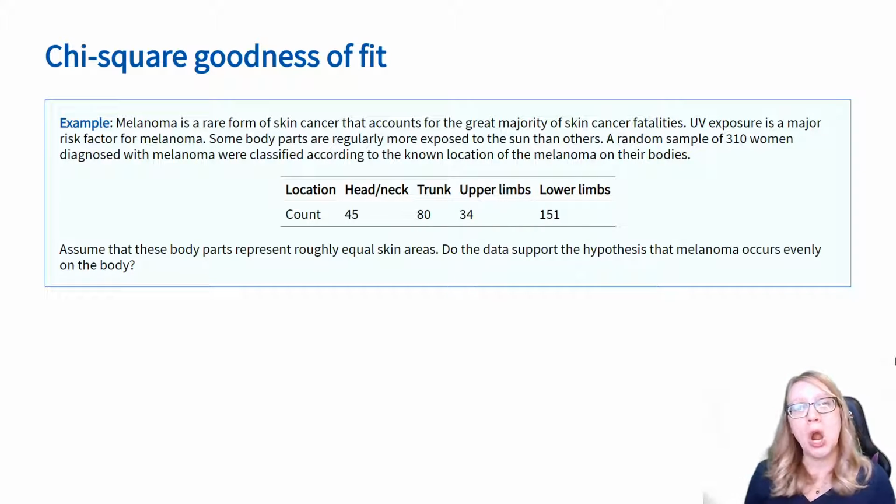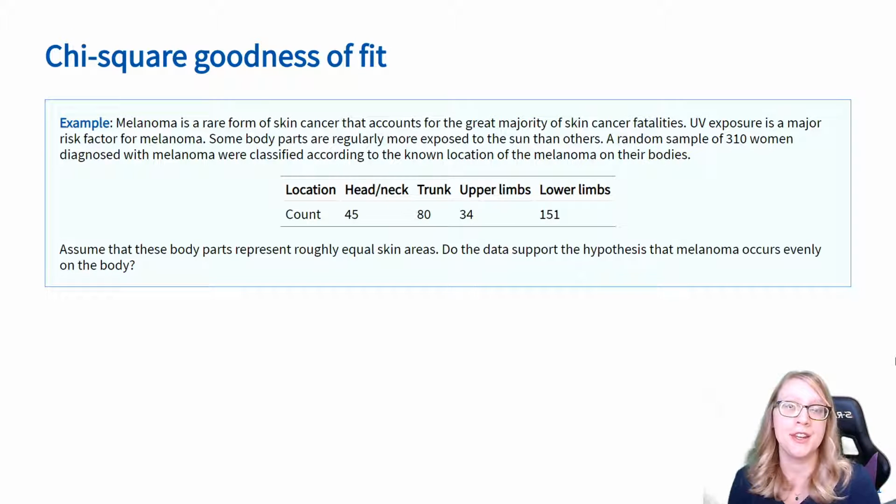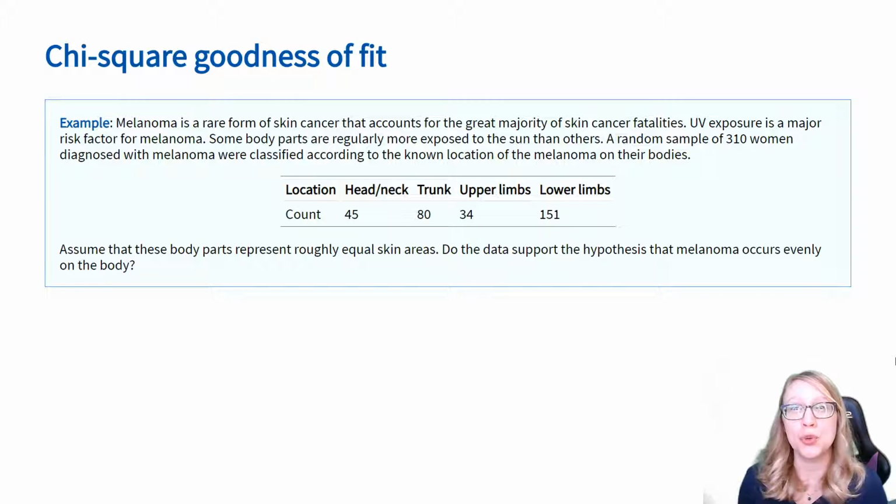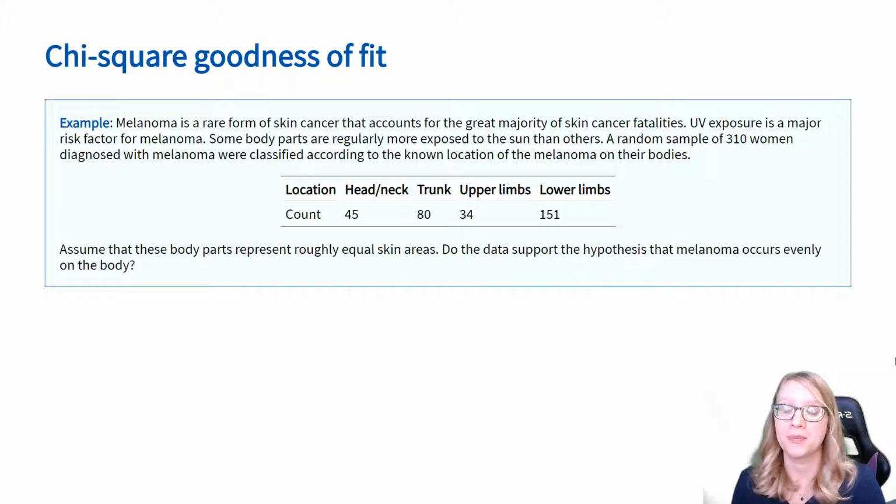Now, some parts of the body are more regularly exposed to the sun than others. For example, in the summer, you might go out in a tank top and shorts, which means that your arms and legs might be more exposed to the sun. A random sample of 310 women diagnosed with melanoma were classified according to the known location of the melanoma on their bodies. 45 women had melanoma on their head or neck, 80 women had it on their trunk, so their midsection, 34 on their upper limbs, so their arms, and 151 on their lower limbs, their legs and feet.